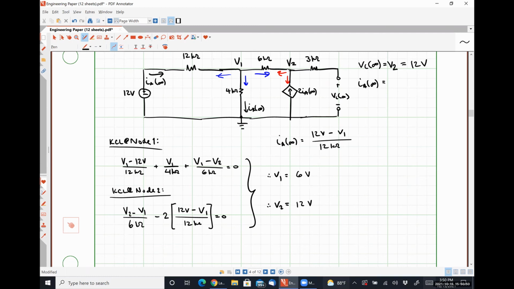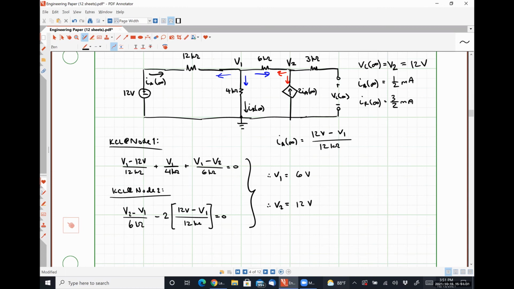What is IA going to be? 12 minus 6 over 12 kilo ohms, so half a milliamp. My mental math is correct. And IR at infinity should be V1, which is 6 volts divided by 4 kilo ohms. So 6 over 4 looks like 3 halves of a milliamp. That is correct.